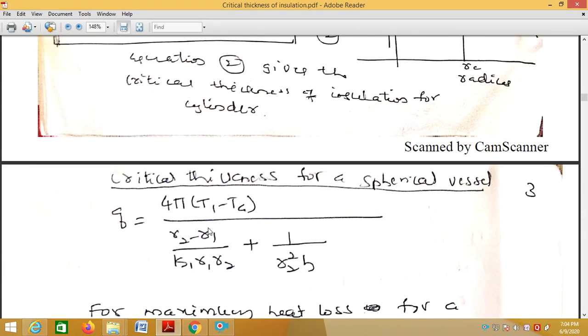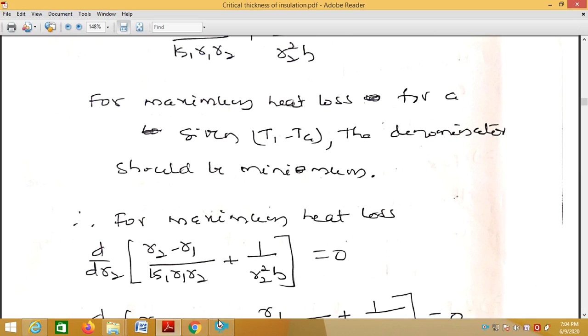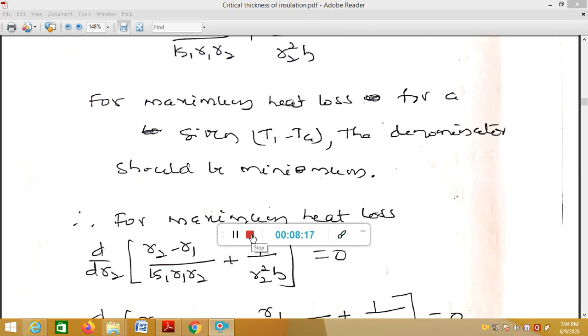Thank you. Next class we shall solve some problems on critical thickness of insulation.